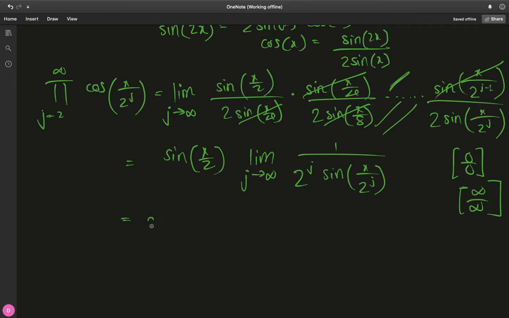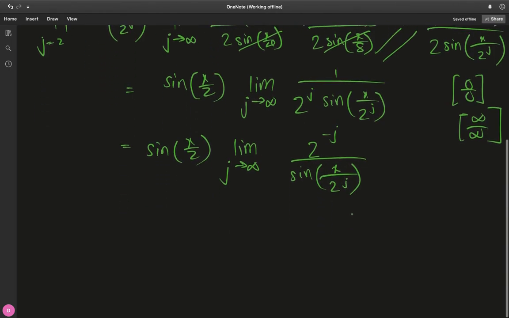So what I'm going to do is, sine of x over 2 is basically the free term. We can write the limit as j goes to infinity, and I'm just going to put this 2 to the j in the numerator, making a negative power, 2 to the negative j, divided by sine of x over 2 to the j. And now notice what situation we have. As j goes to infinity, this exponential term will decay to 0. And in the denominator we again have 0. So we have a 0 over 0 situation. Now we can officially apply L'Hopital's rule.